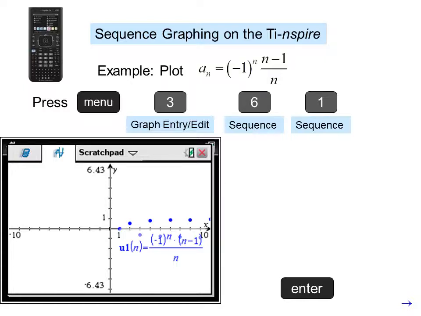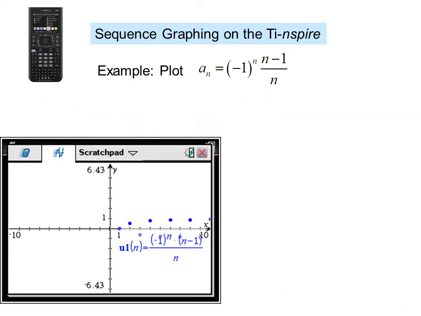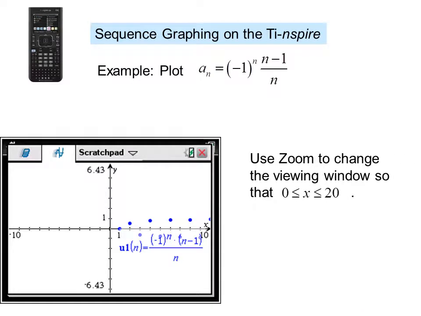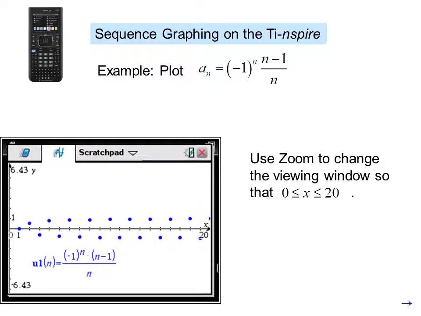There's our sequence. Use Zoom to change the viewing window so that x is between 0 and 20. We see that the sequence alternates back and forth and doesn't converge to a single value.